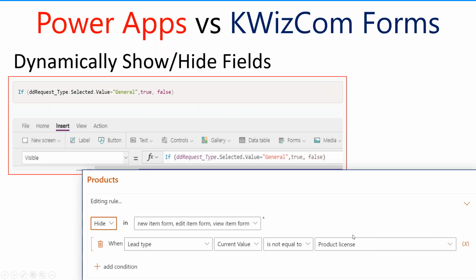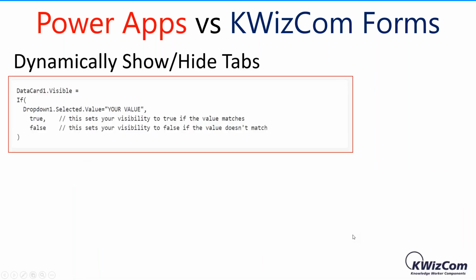So a much better overall tool for business users rather than developers. Here's in Power Apps how to dynamically show and hide tabs. You have to write this kind of formula. You say, the card is visible if the selected value is something, then true or false.